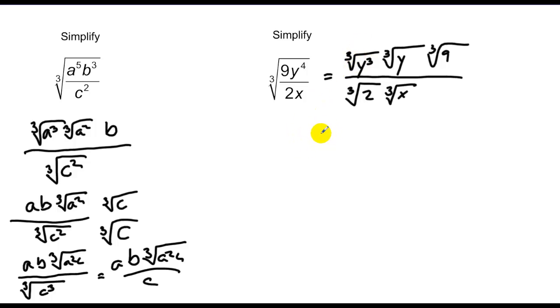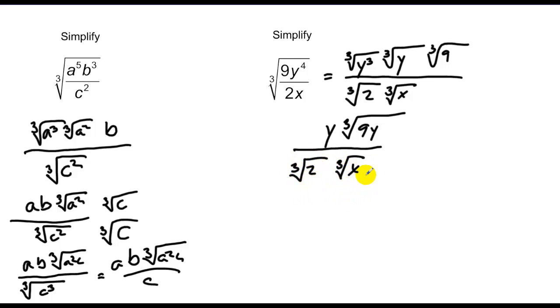Cube root of y cubed is y. What's left is the cube root of 9 and a y. And in the denominator, I have the cube root of 2 and the cube root of x. Now once again, I have to rationalize by a term that's going to get me a perfect cube in the denominator. Now the first perfect cube that I can think of that involves a 2 is 8. So I need to make that 2 an 8 by multiplying. So I better multiply by 4.